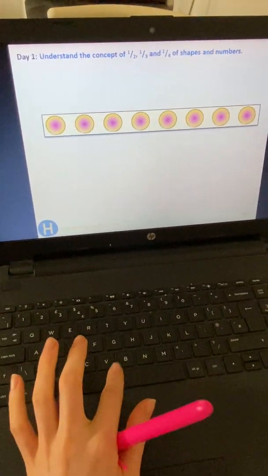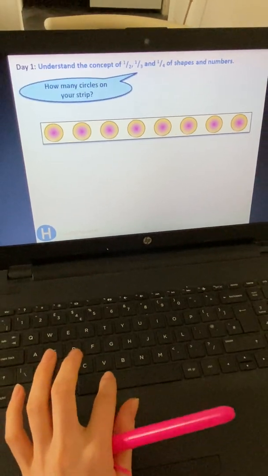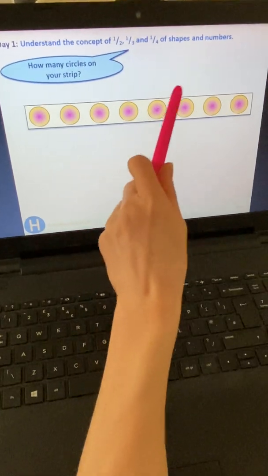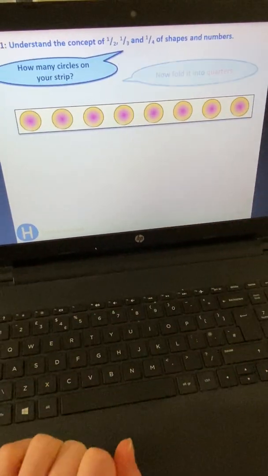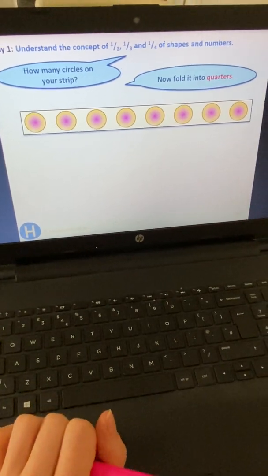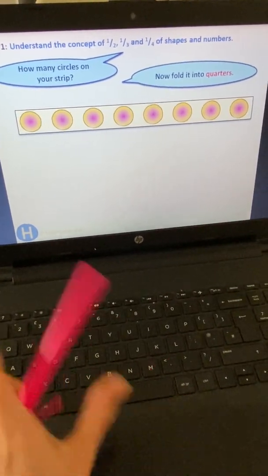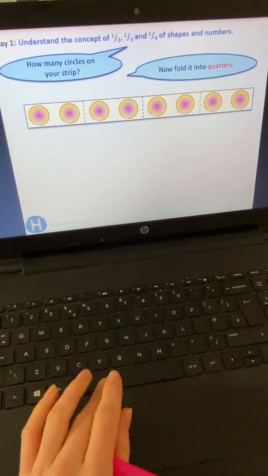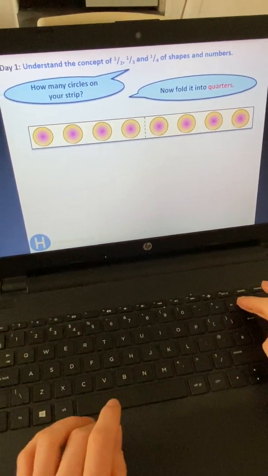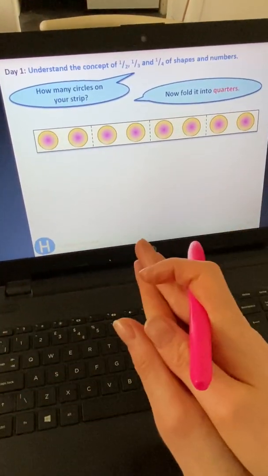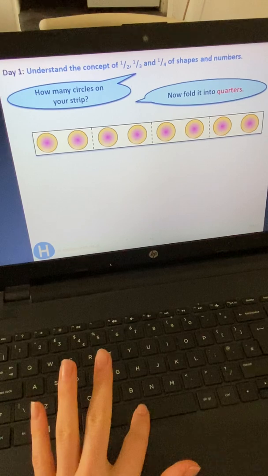Now we're going to look at how many circles are on your strip. So count your circles. 1, 2, 3, 4, 5, 6, 7, 8. It wants us to fold this into quarters, so we need to find 1/4 of 8. So we need to split these 8 into 4 parts. So half it, and then half it again, okay? So whenever you're doing quarters, half it and half it again.